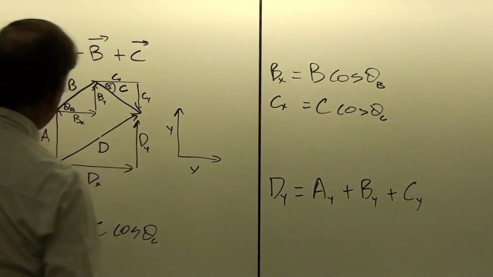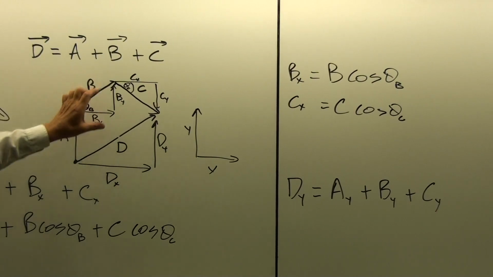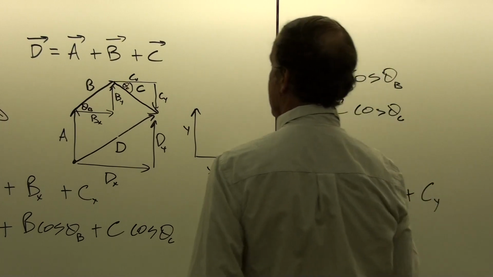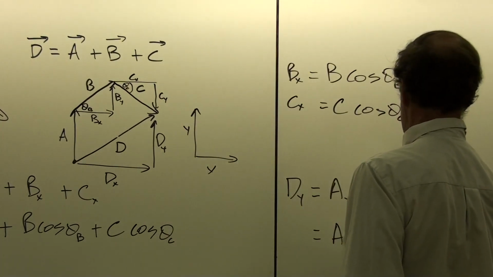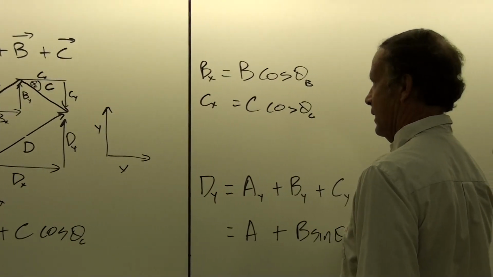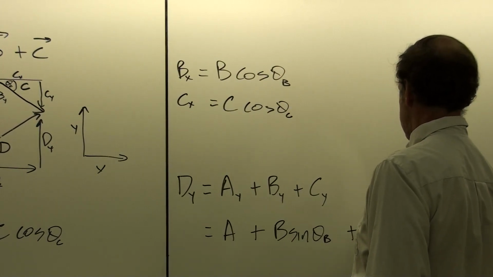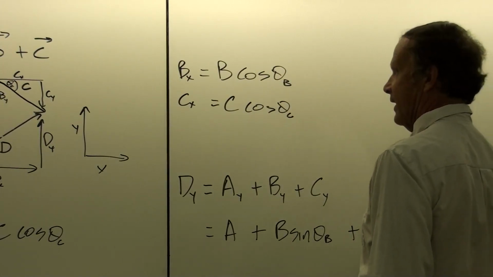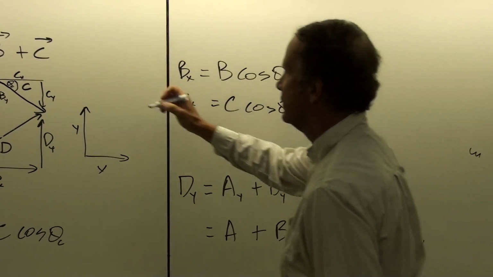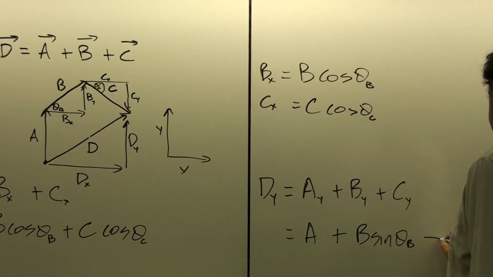Okay, so Dy then would just be the Ay component, it's just A. The By component is going to be B sine theta B. And the Cy component will be C sine theta C. Now here, we'll notice that the Cy component is negative. And so we'll put that in as a negative.